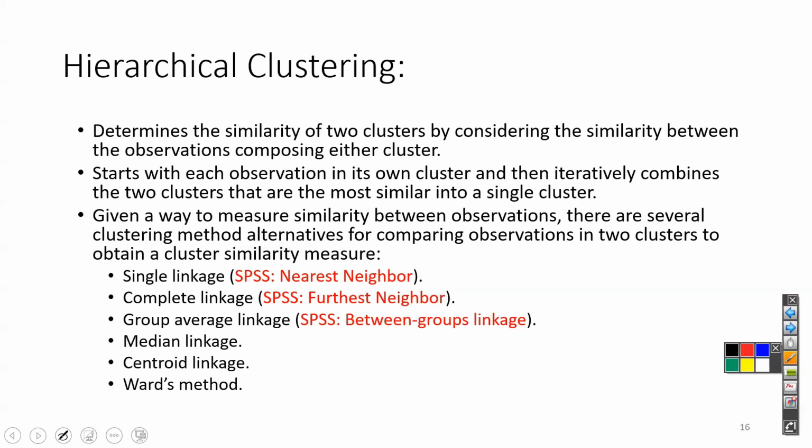So basically, there are many different ways for me to calculate the distance between any two groups. We can use single linkage, complete linkage, group average linkage, and we also have the median linkage, central linkage, and one more method. Just remember, when you are using SPSS, the first 3 are under a different name. The single linkage in SPSS is called nearest neighbor. The complete linkage is called the farthest, and the group average is called between group linkage.